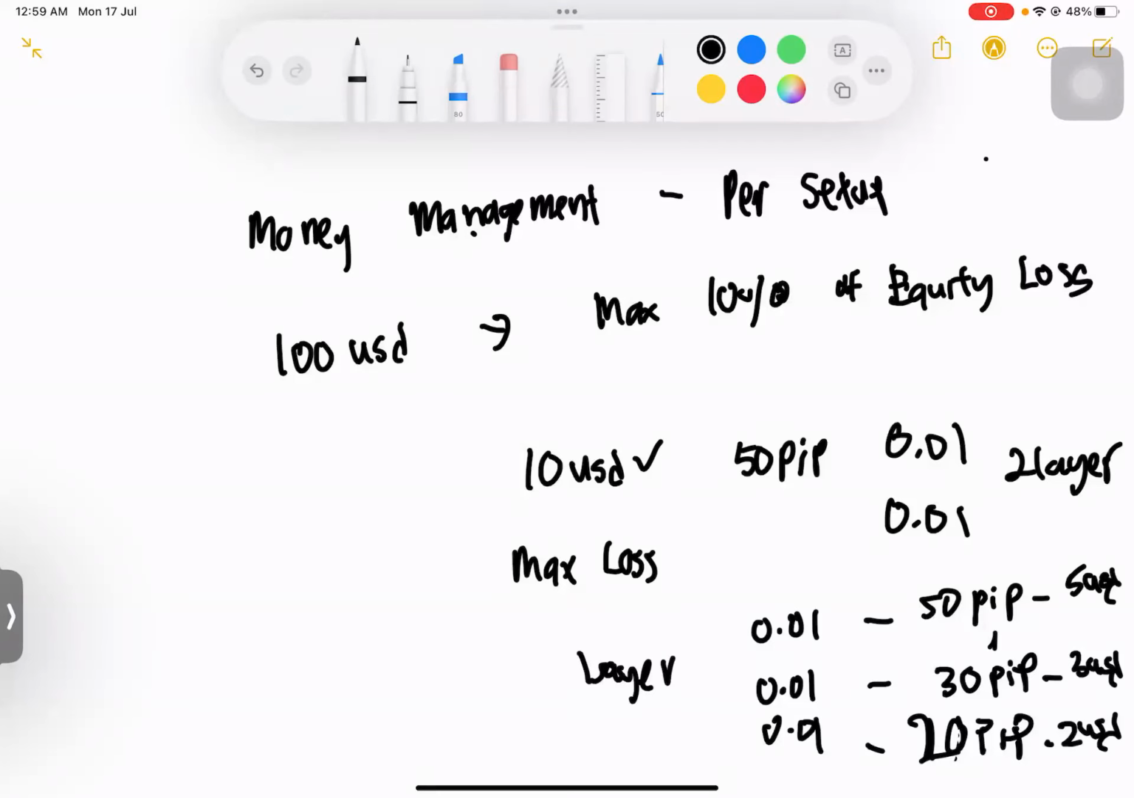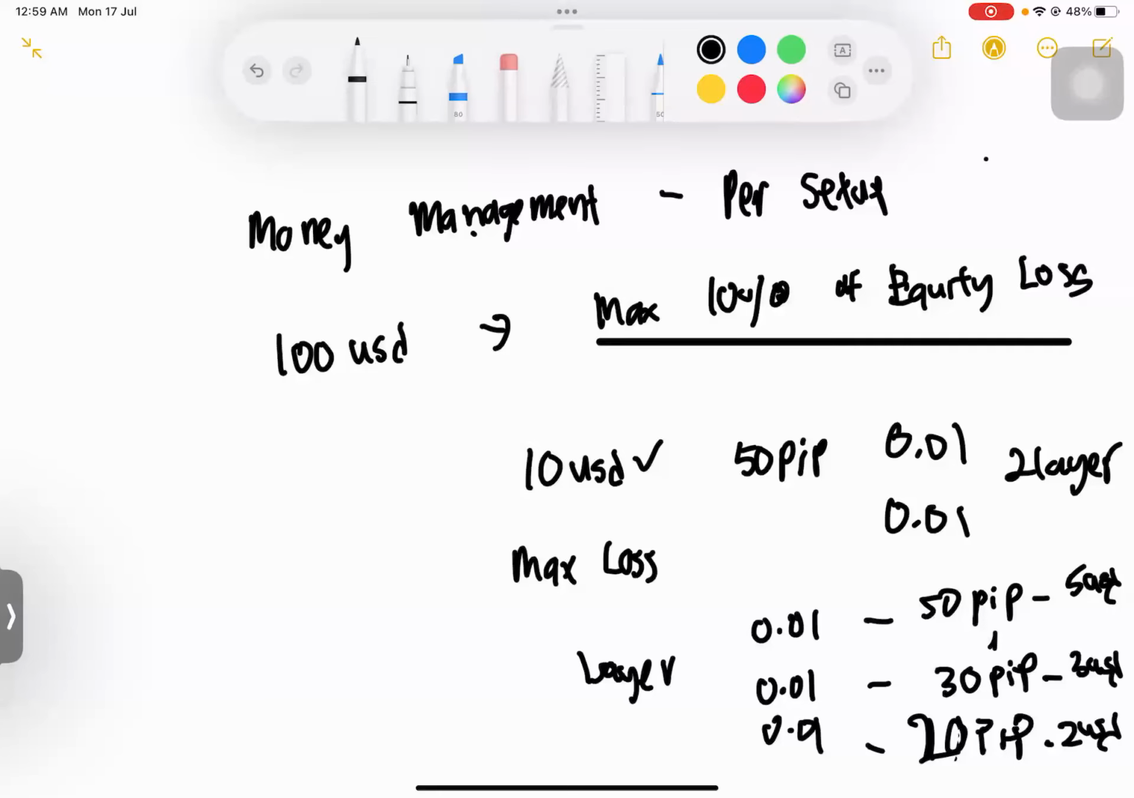This is how you calculate on gold. This is for gold only, because you know that for gold, 1 pip is equal to $1 if you're using 0.1, and if you're using 1 lot, 1 pip is equal to $10. It's very easy to count this for gold. So in this risk and money management, you can risk a maximum of 10% only.